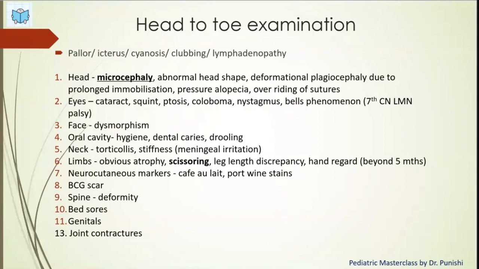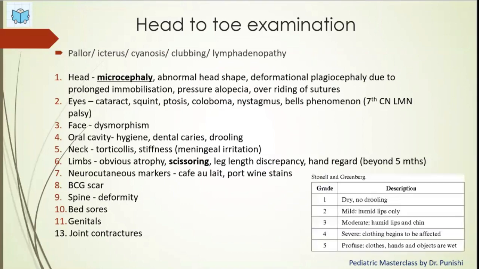What is pertinent to a CNS case is the head examination, which is very important. So, is there microcephaly? In the head, exactly what examination, what do you look for? So you look for the head size. So microcephaly, abnormal head shape, deformational plagiocephaly due to prolonged immobilization, pressure alopecia, overriding of sutures. Now let's look into detail as to what I mean by each of these.